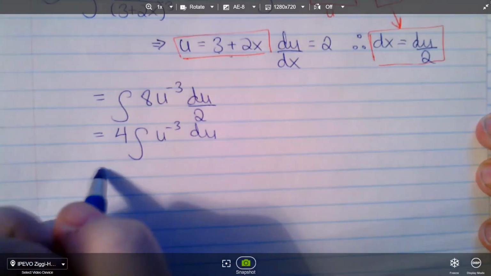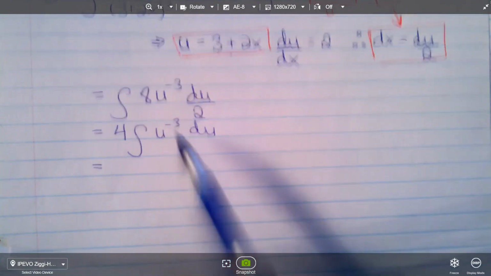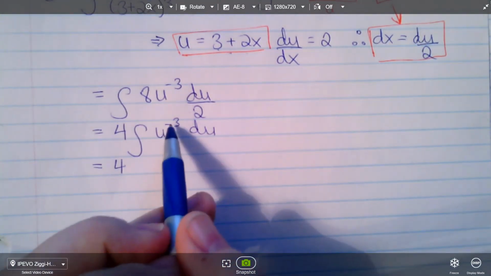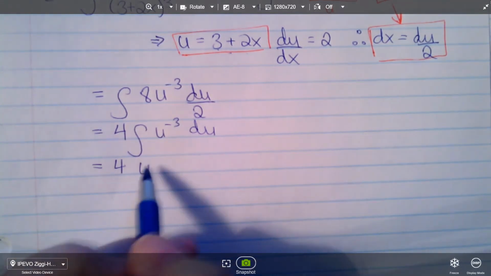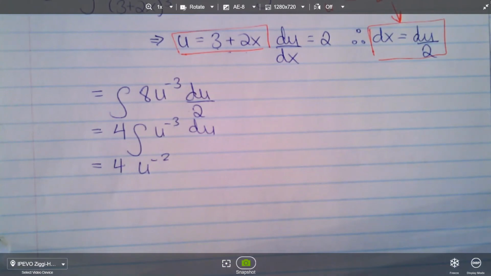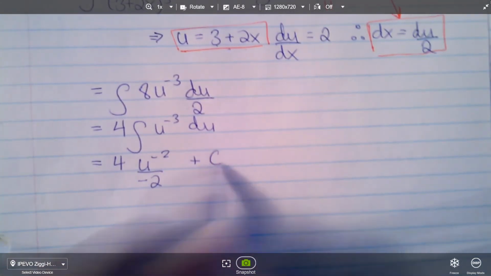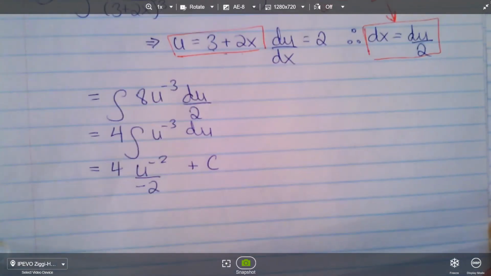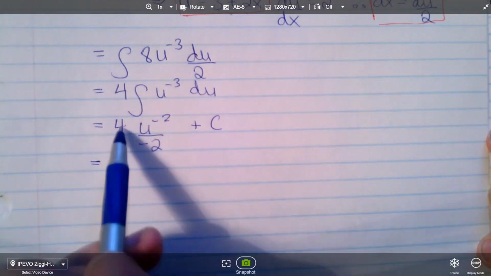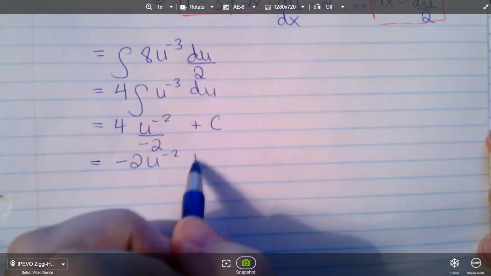Okay. And I have a nice looking power rule. So u to the power of -3, I'm going to integrate that. So u to the -3, I'm going to add 1. Be careful, adding 1 to -3 actually makes -2, over -2, plus c. If I simplify the 4 and the -2, I get -2 u to the -2.